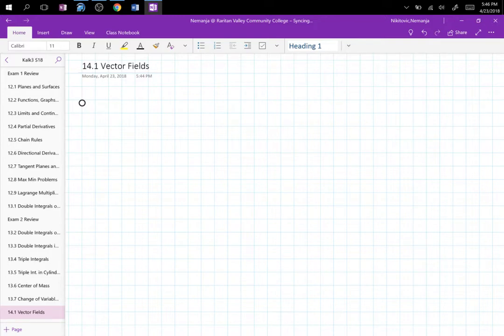So we're starting chapter 14. We're going to talk about vector calculus. We're going to first learn about vector fields and then transition into line integrals, then do some conservative vector fields, then jump back into Green's theorem, which is more line integrals. So it's going to be back and forth.